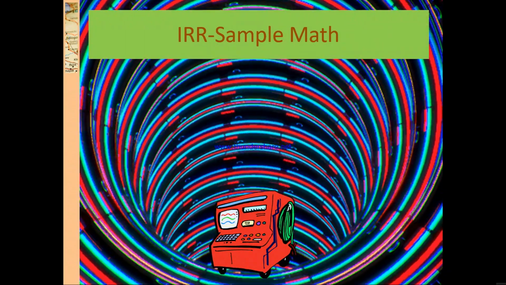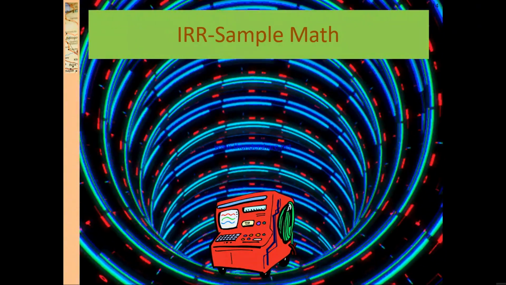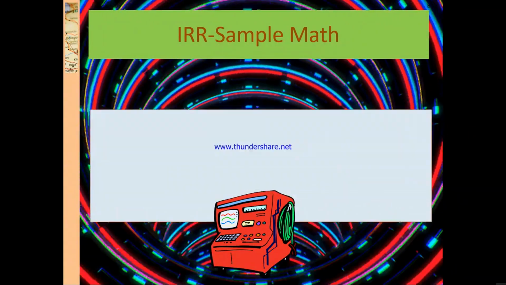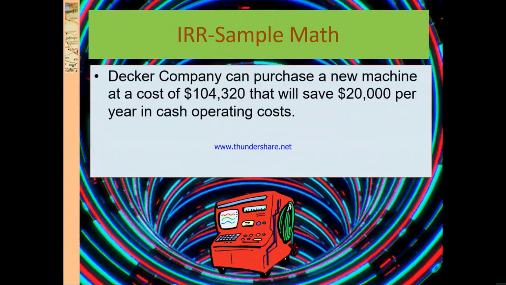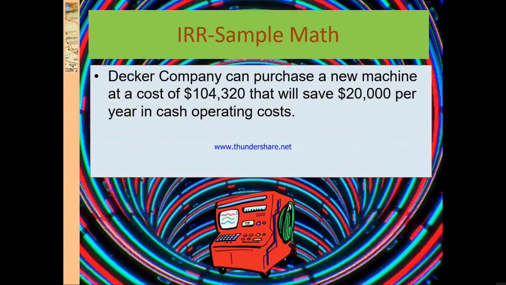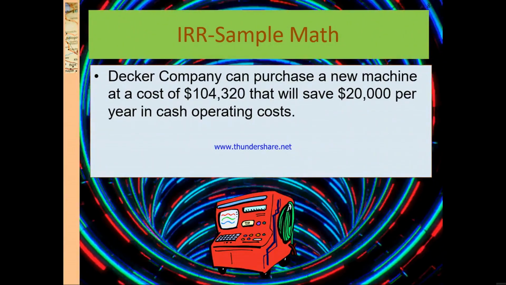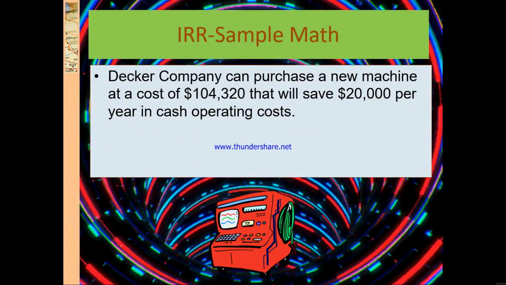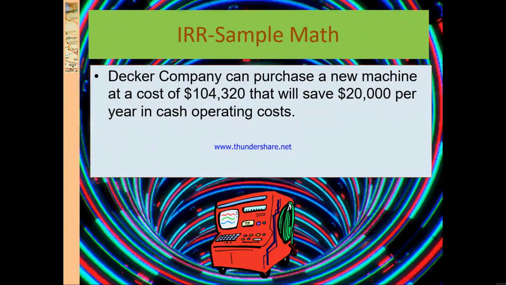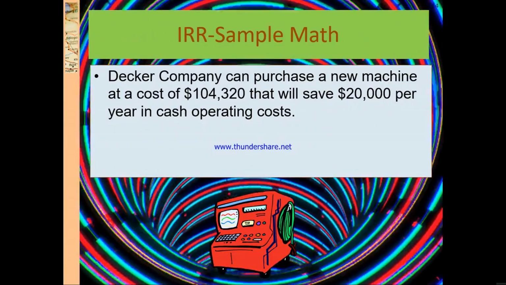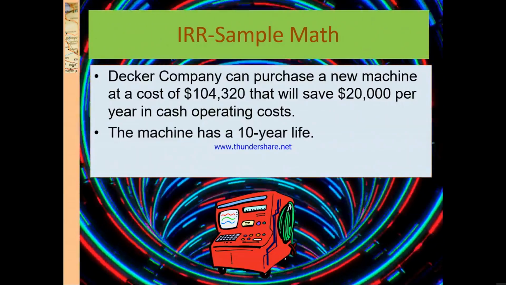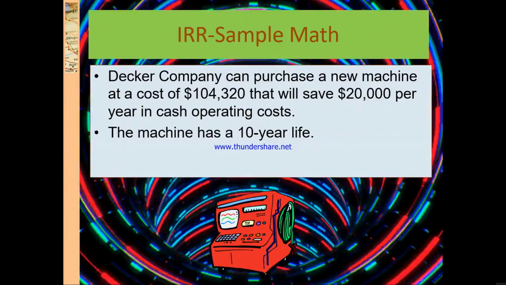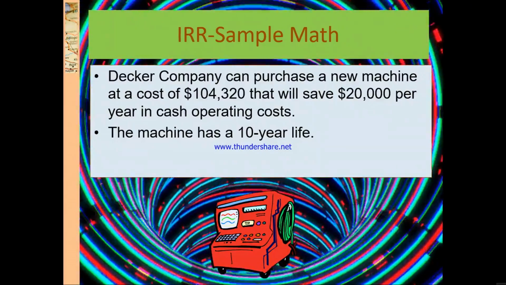So, here is the sample math. It is time to calculate a sample math so that we may understand very clearly the relation with the theory. A drug company can purchase a new machine at a cost of $104,320 that will save $20,000 per year in cash operating costs. The machine has a 10 year life. The expected estimated life cycle is 10 years.